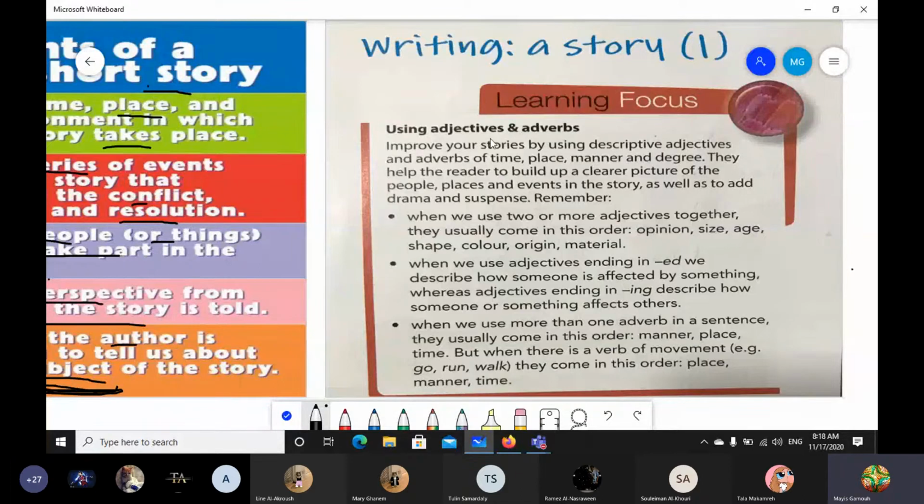Learning focus. Using adjectives and adverbs. Improve your stories by using descriptive adjectives and adverbs of time, place, manner, and degree.